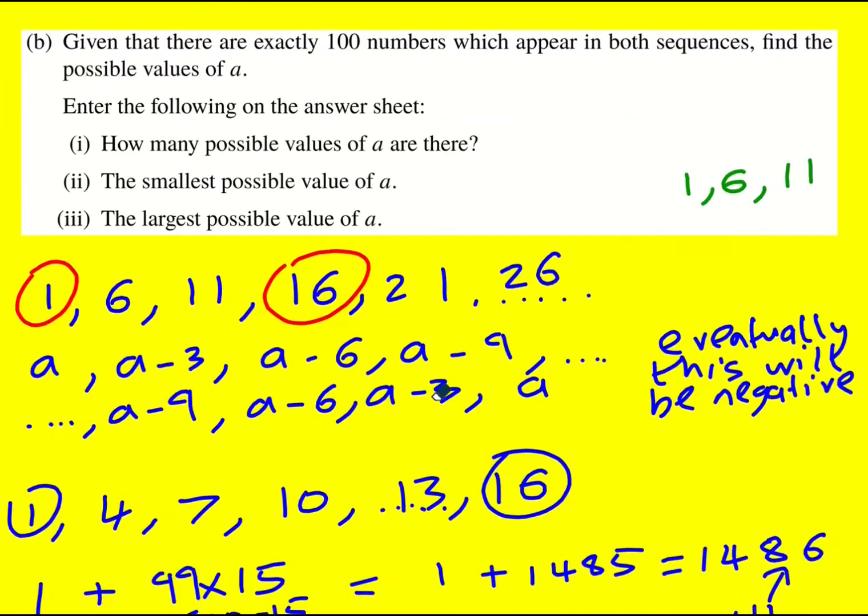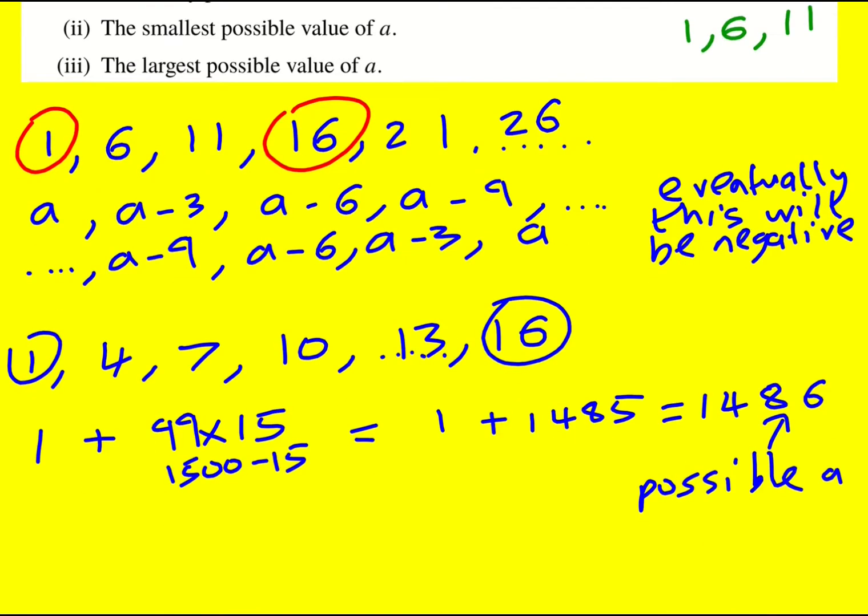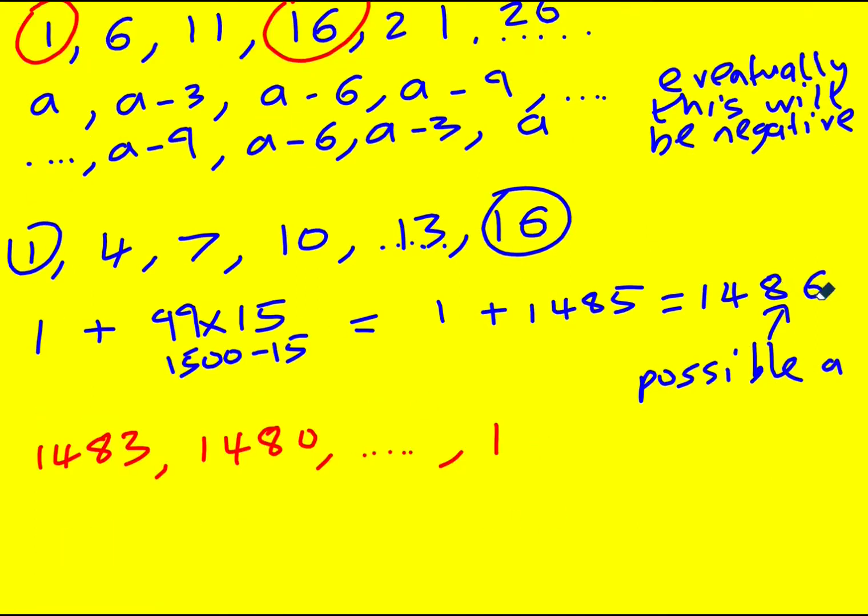Now, are there any more that will give me my last common term as 1? And the answer is yes, actually. You have to have a really good understanding of what is going on in this problem. Now, 1483. Could it start with that? Could A be equal to that? And then 1480. Well, actually, we'll go down to 1, but I don't have that 1486, so there'll actually be 99 common terms here.